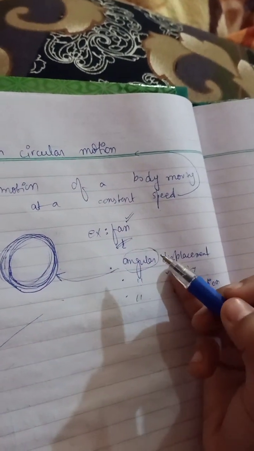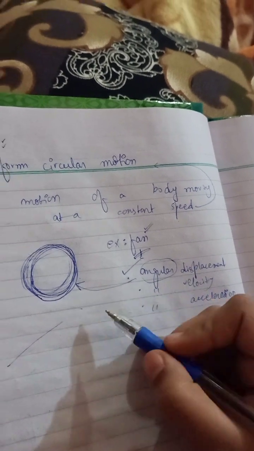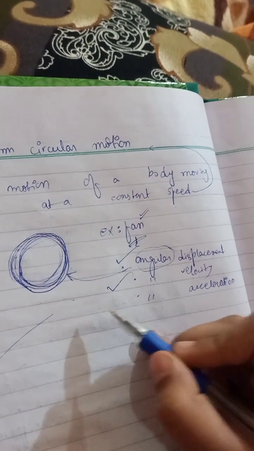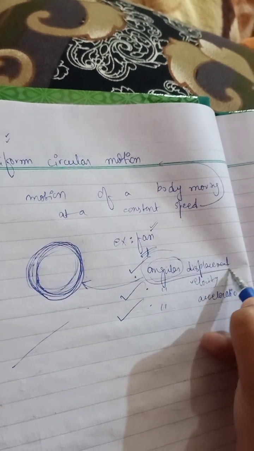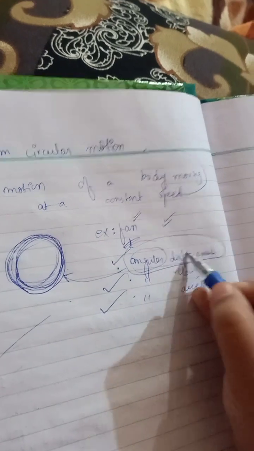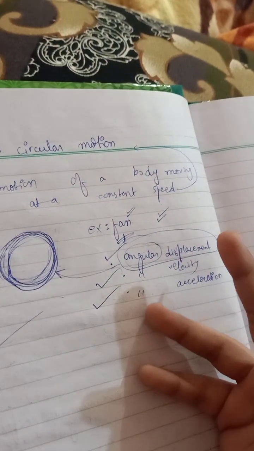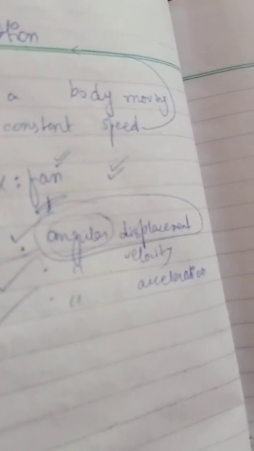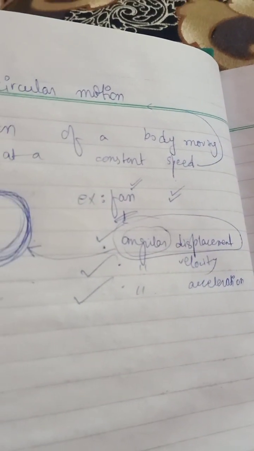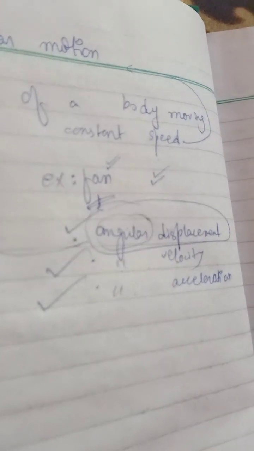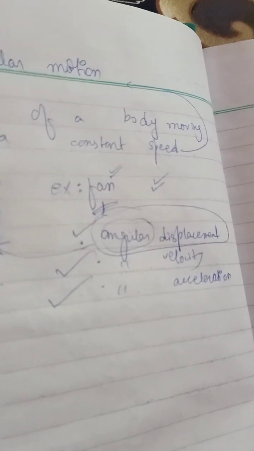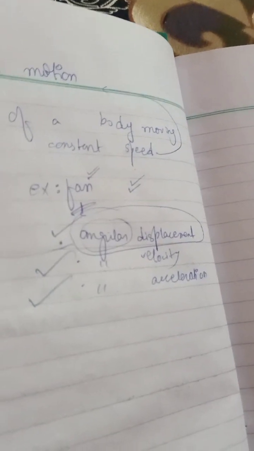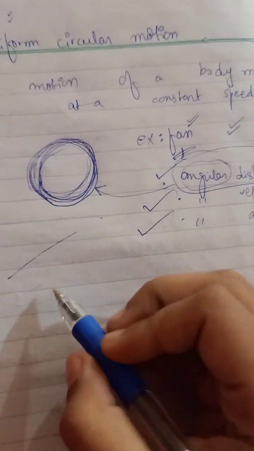So if a body is moving with uniform circular motion, it will have angular displacement, angular velocity, angular acceleration. In this video we'll discuss angular displacement, and in the other video we will discuss angular velocity and acceleration too. Now, if we talk about angular displacement, what does it actually mean?